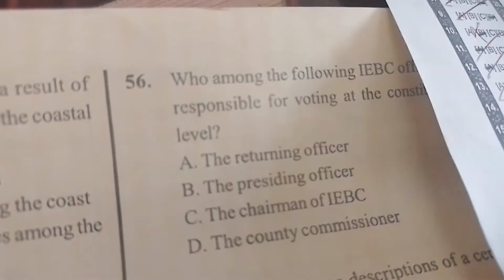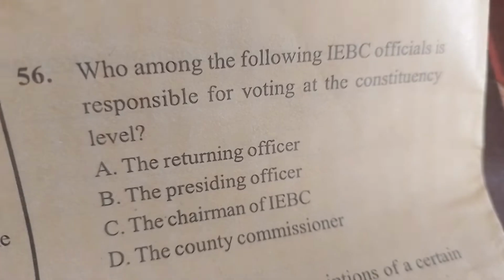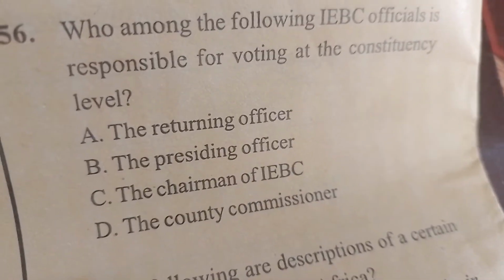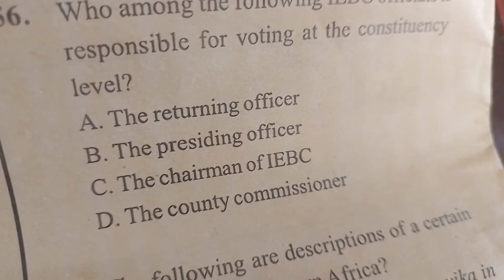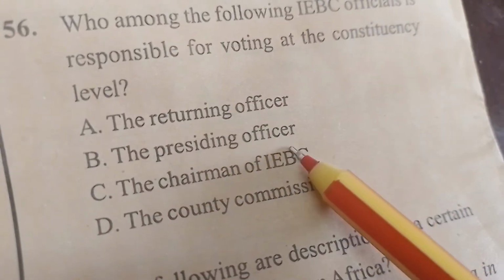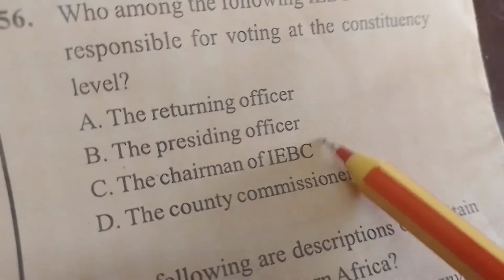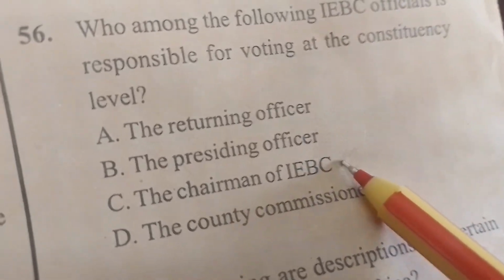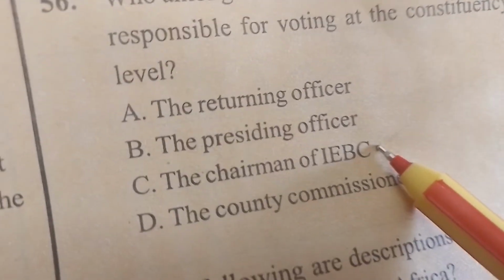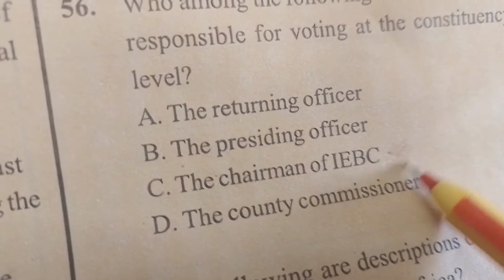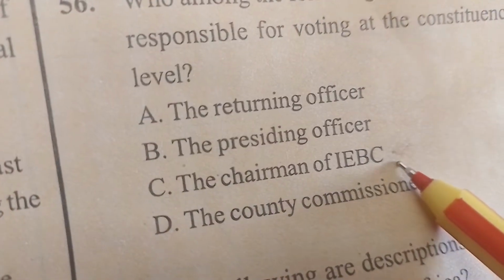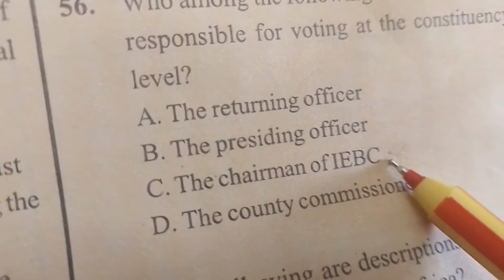Question number 56 says, who among the following IEBC officials is responsible for voting at the constituency level? We have the returning officer at the constituency level, the presiding officer at the polling station, and the chairperson of the IEBC. This person is the national returning officer for the presidential election.